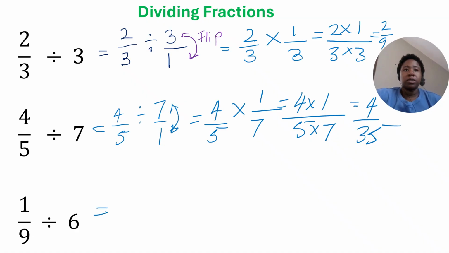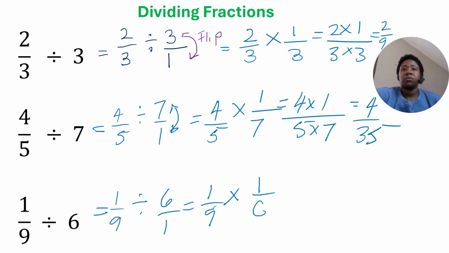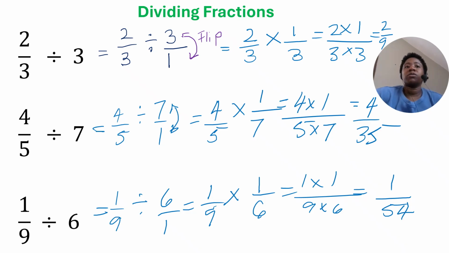Last one on this slide, 1/9 divided by 6. We make the 6 a fraction. We flip so that we could essentially multiply by the reciprocal. So this becomes 1 times 1 divided by 9 times 6. 9 times 6, 54, I believe. So 1/54.